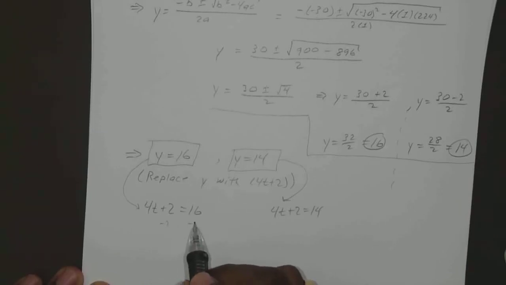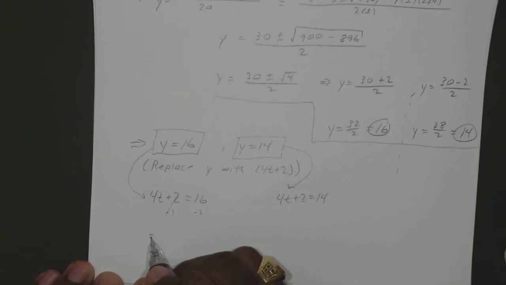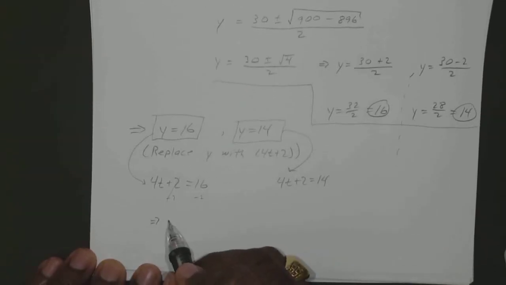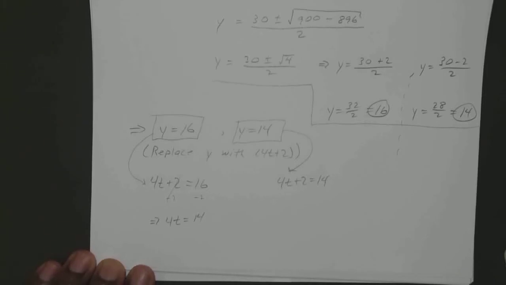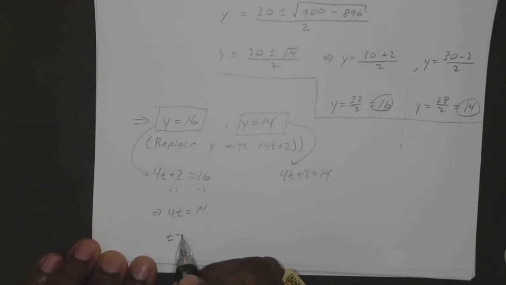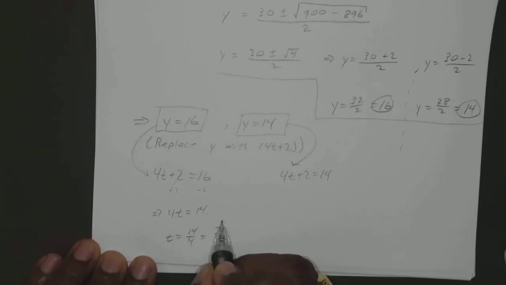We subtract 2 from both sides. Those two cancel out. So we end up with 4t equals 14. Divide both by 4. We have t equals 14 over 4, which is 7 over 2.